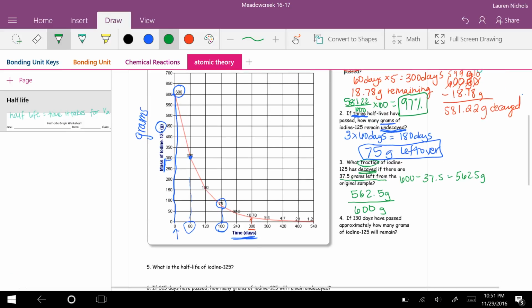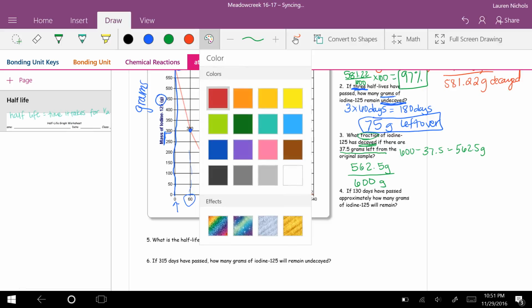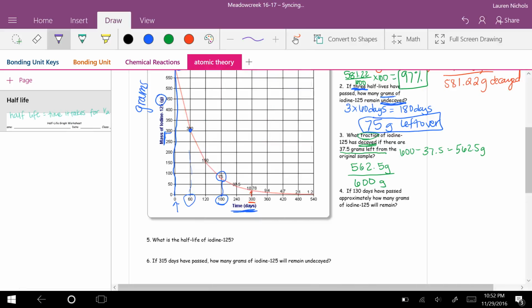If we look at problem number 4, it says if 130 days have passed, approximately how many grams of iodine 125 will remain? So again, now we have 130 days have gone by. So we find 130 days on our chart, and 130 days is, I don't know, somewhere around here, more than 120, but less than 180.